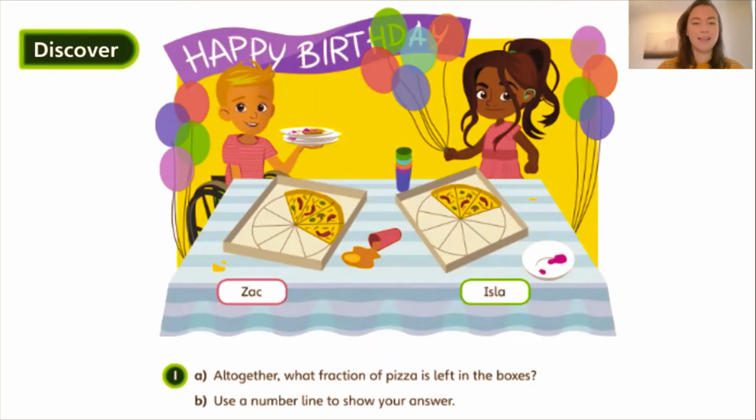So, Zach has got 4 pieces of pizza left out of a possible 10. So he has got 4/10 of pizza left. Isla's only got 3 pieces left. And again, that's out of 10. So she has got 3/10 left.